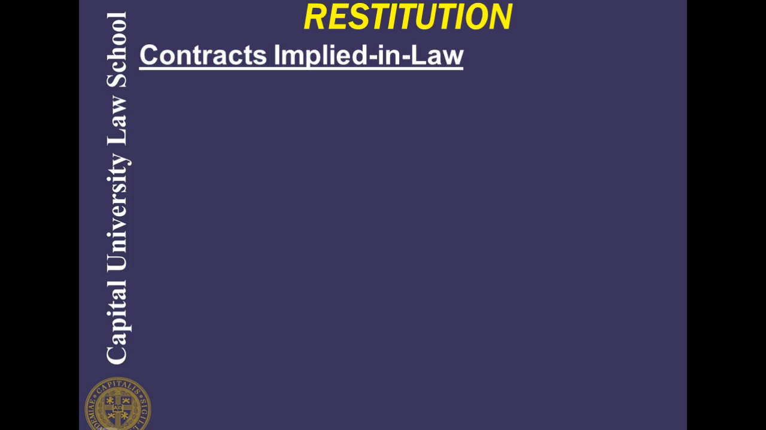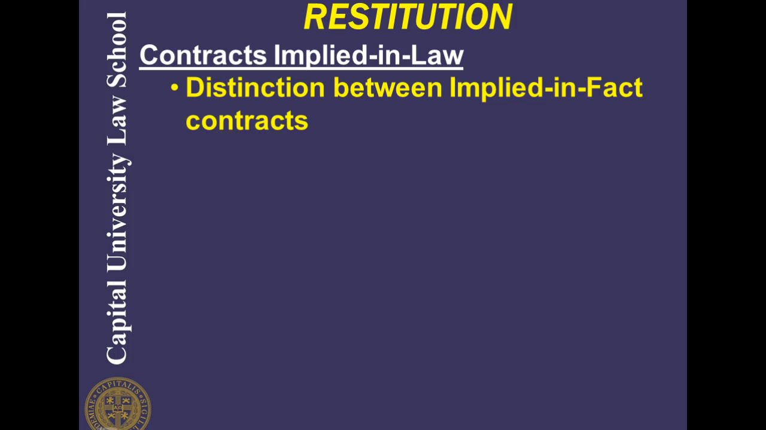Let's start talking about contracts implied in law. Remember, these are legal remedies. These are causes of action at law. Now, contracts implied at law are distinct from contracts implied in fact. Contracts implied in fact are actual contracts. Although the parties may not have explicitly agreed to the contract, a contract implied in fact is derived from the facts underlying an agreement between the parties.